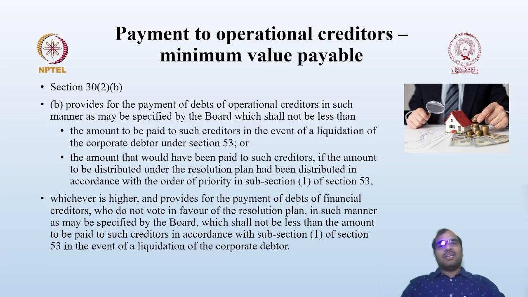The section also provides for the payment of debts of financial creditors who do not vote in favor of the resolution plan. Please remember, if any financial creditor is not voting in favor of the resolution plan, because the COC, the committee of creditors, sits and approves the resolution plan, and in the committee of creditors financial creditors will be there. The possibility is that some of the financial creditors may not accept the resolution plan. Whoever is not consenting, whoever is not voting in favor of the resolution plan, even he is entitled to receive the payment in priority to other people.